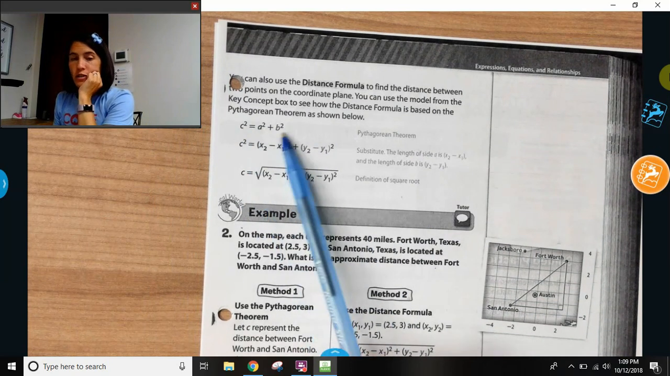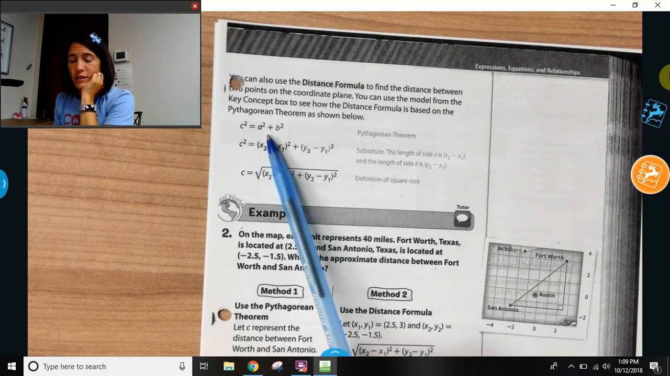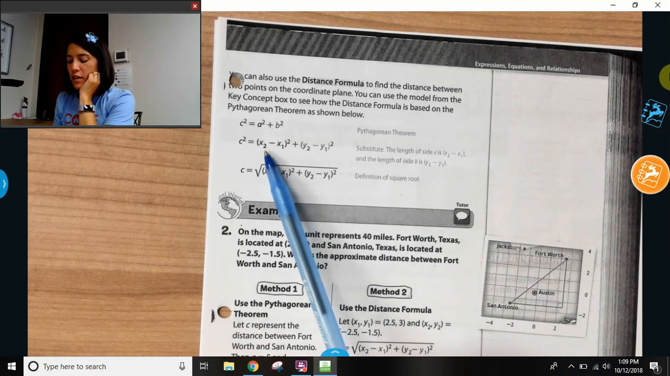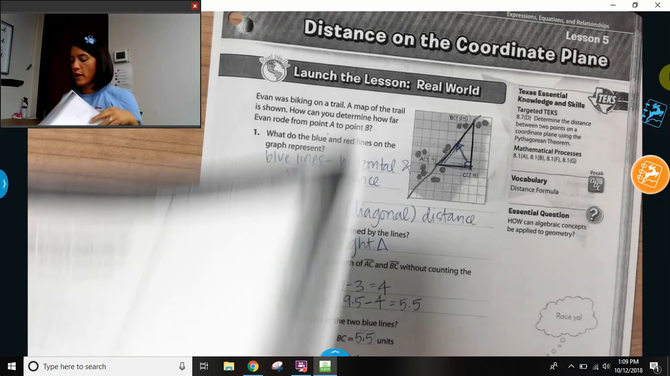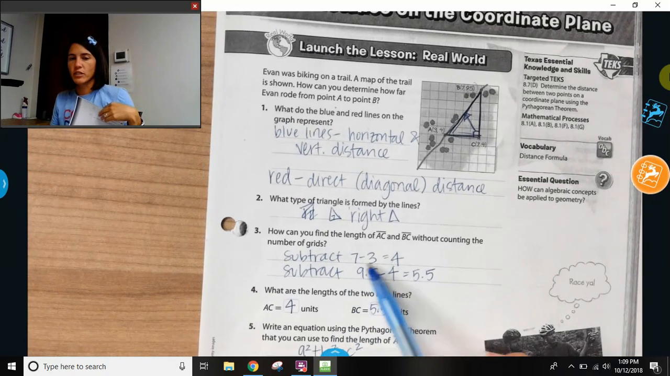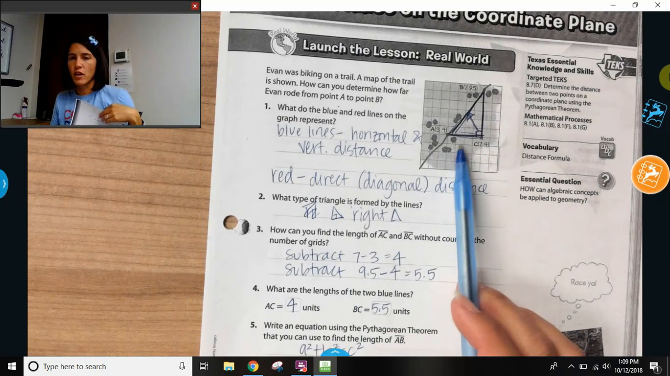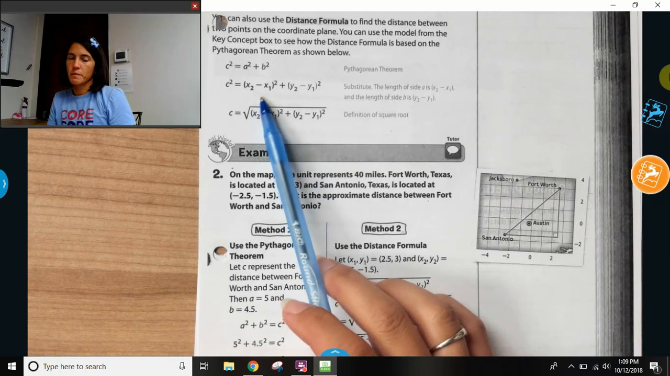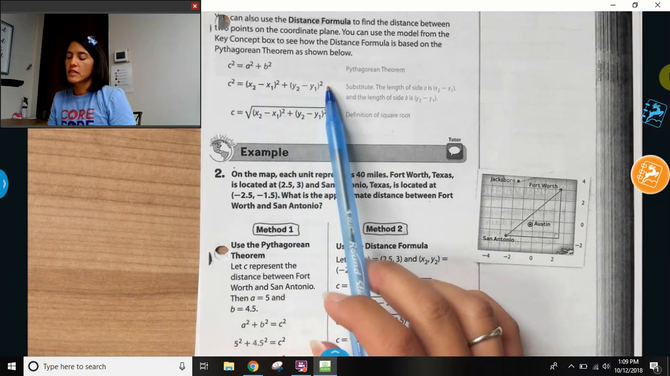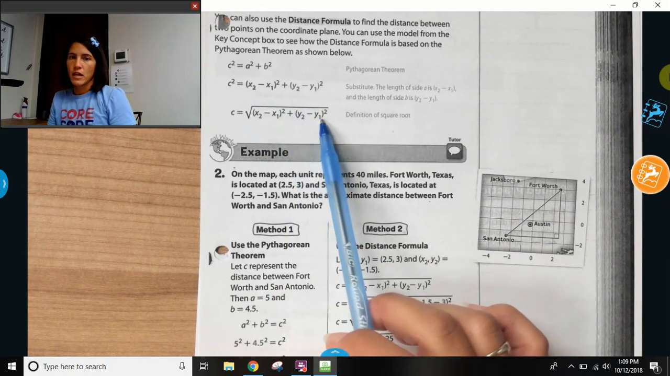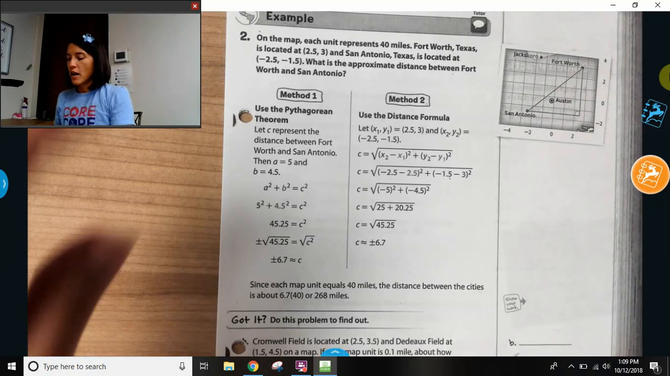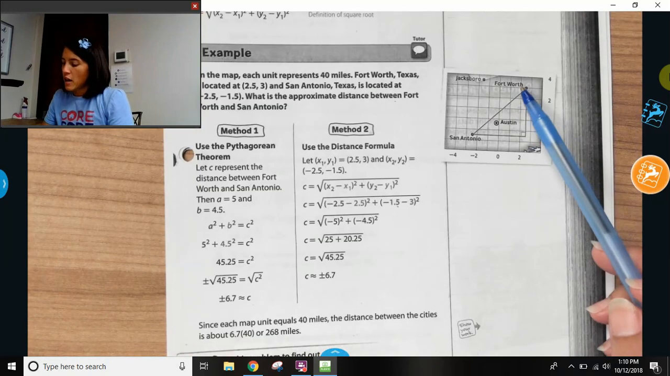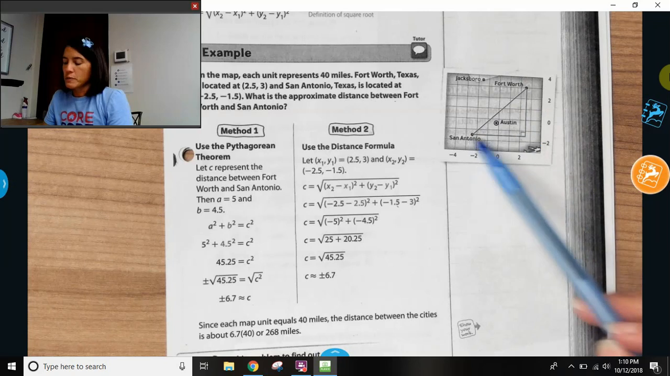So we've been using the Pythagorean theorem, and you still can, and then they just showed you mathematically how they're substituting. You remember how on this first page we subtracted to find the difference in the horizontal and the vertical? So it's just showing you how that relates to the Pythagorean theorem. The horizontal distance and the vertical distance. And then you take the square root. Again, they have an example using Fort Worth and San Antonio.